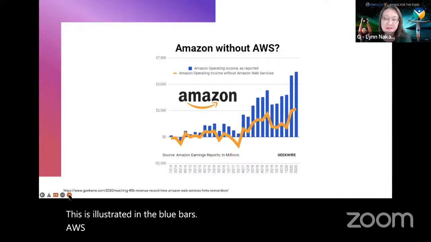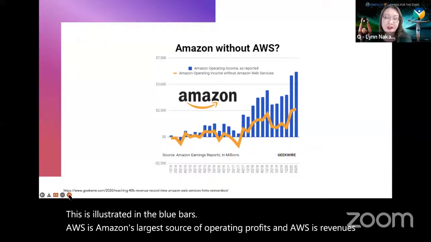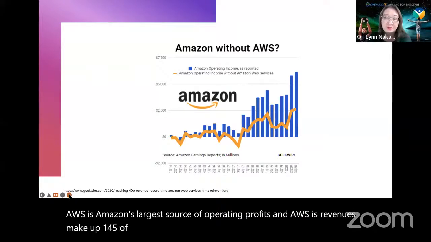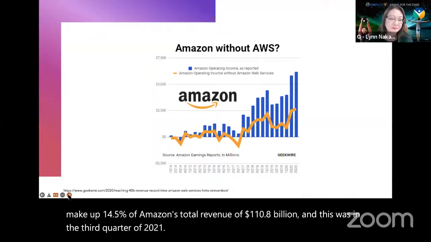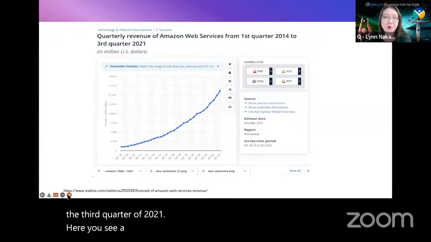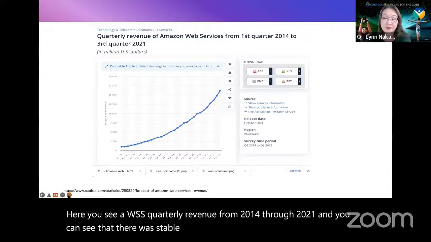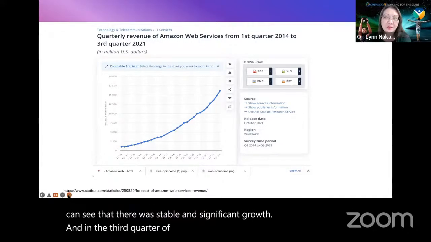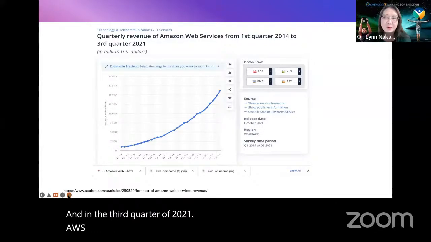AWS is Amazon's largest source of operating profits, and AWS's revenues make up 14.5% of Amazon's total revenue of $110.8 billion in the third quarter of 2021. Here you see AWS's quarterly revenue from 2014 through 2021, and you can see that there was stable and significant growth. In the third quarter of 2021, AWS revenue jumped 39% to $16.11 billion.